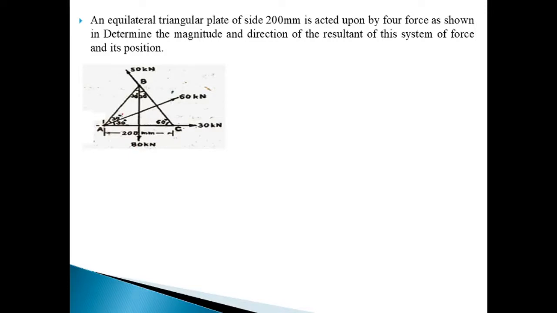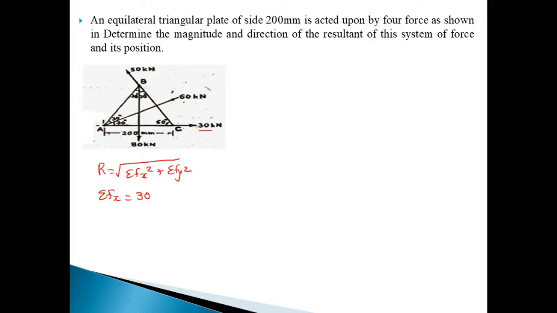Yes, so to find the resultant of non-concurrent forces, we can use the equation: resultant is equal to square root of summation Fx square plus summation Fy square. So we can first do summation Fx, forces in x direction. We start with this 30 Newton force, which is along the positive x-axis, so this is positive.